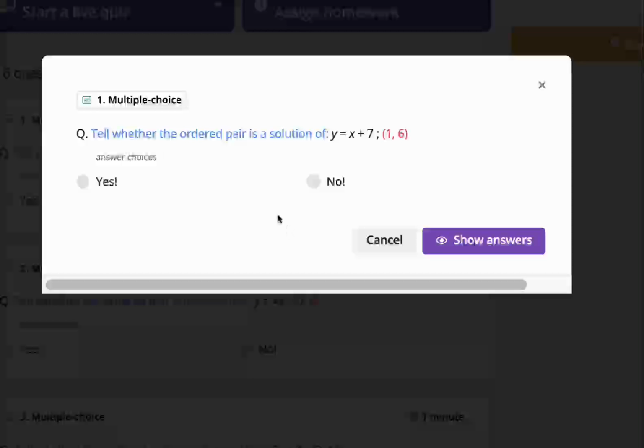Let's go ahead. In the first one, we'll substitute 1 for x and 6 for y. What's the value of x?